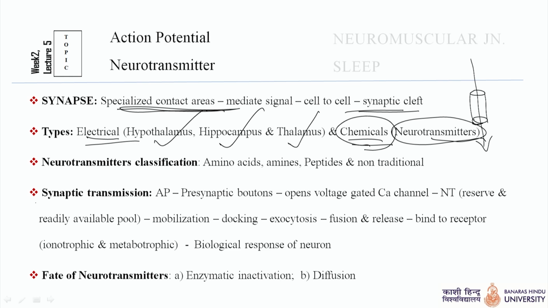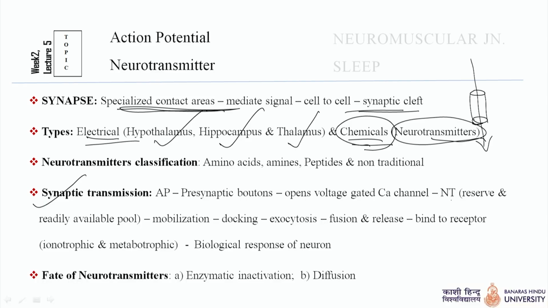Now next coming to the synaptic transmission. How in these chemical synapses the transmission is taking place. When the action potential, the depolarization, reaches the axon terminal, it causes the opening of the voltage gated calcium channels at the terminal, where the calcium enters and then it binds with the troponin C, which then causes the synthesized and stored neurotransmitters in the reserve pool as well as the readily available pool to get mobilized, where they get docked, and then once docked at the membrane level, they release slowly by an exocytosis process, where the fusion and release takes place.